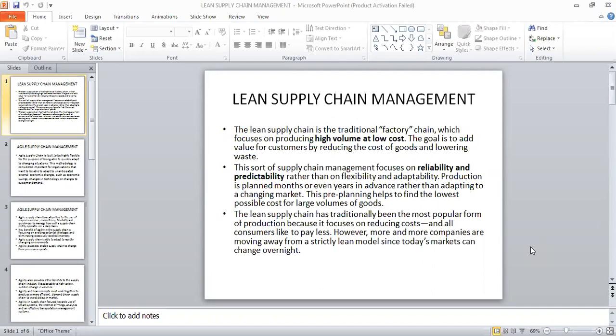In the first PPT, you can see the meaning of lean supply chain management. Lean supply chain management is a traditional supply chain which focuses on producing a high volume of products but at lower cost. The basic goal is to add value to the customers only by reducing the cost of goods and lowering the waste. So lean supply chain management is all about the reduction of cost.